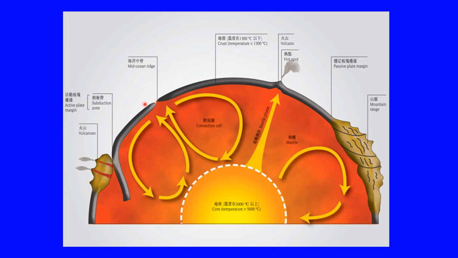In other areas, you have a convergence. So, for example, here, since this plate is moving, it could crash into a continent, be subducted below, and then mountains could be heaved up, and volcanoes could also occur.